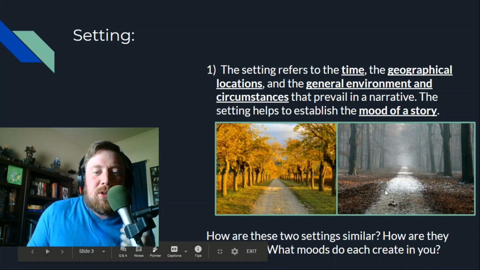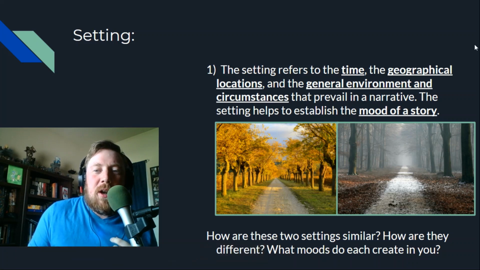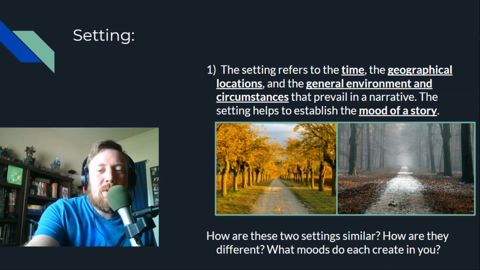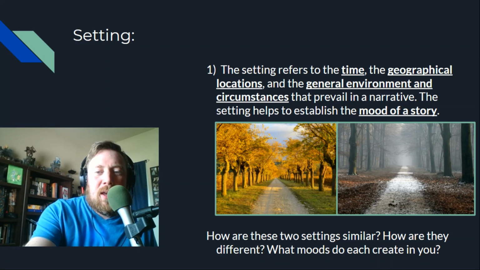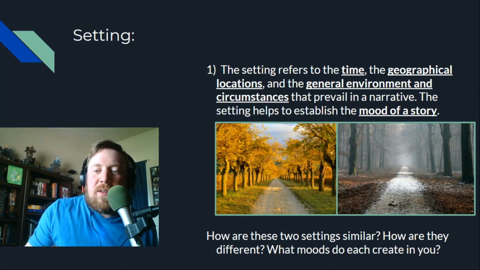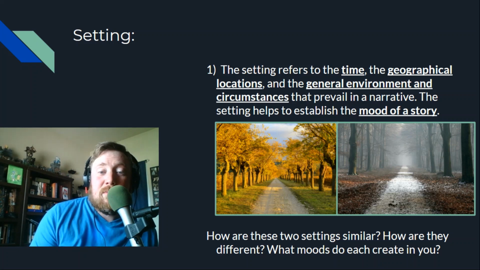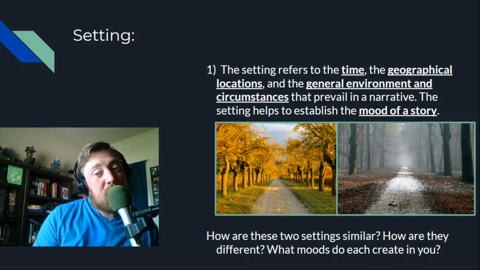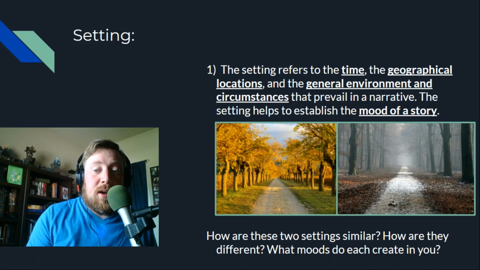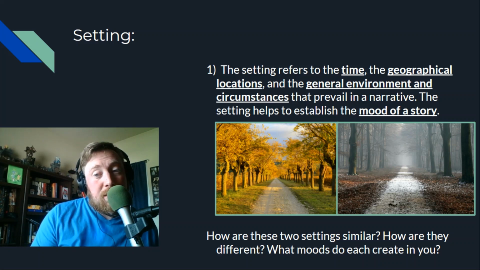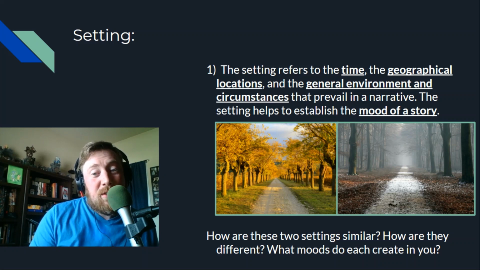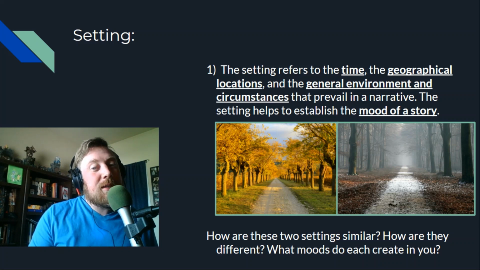I want to drive that home to you, because I want you to see these two pictures here. What are the similarities between these two pictures? Just pick a few of them out and tell me how they're the same. Some things that I'm seeing: I see a path. I see leaves. I see trees. I see sky. I see a forest. For all intents and purposes, this might very well be the same path or a very similar path, right? So how are they different?